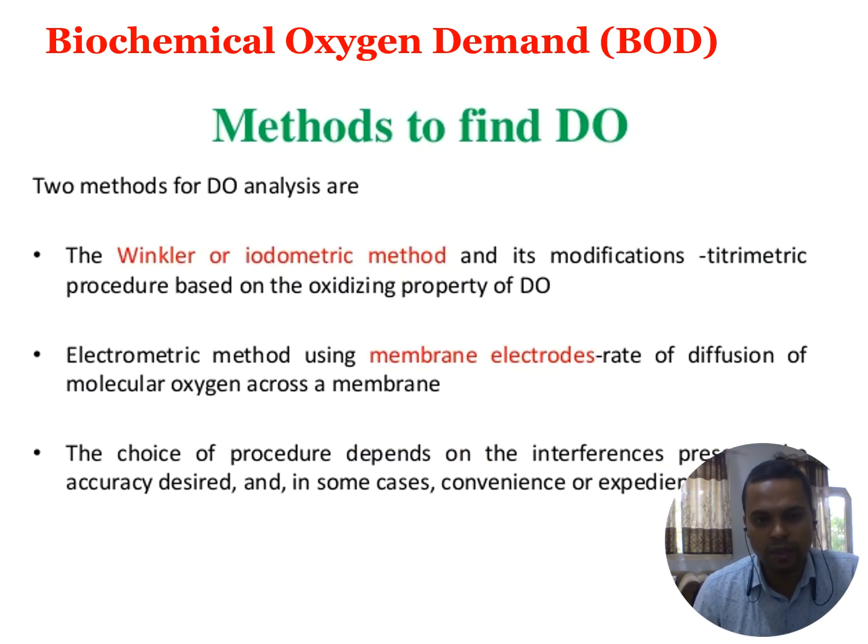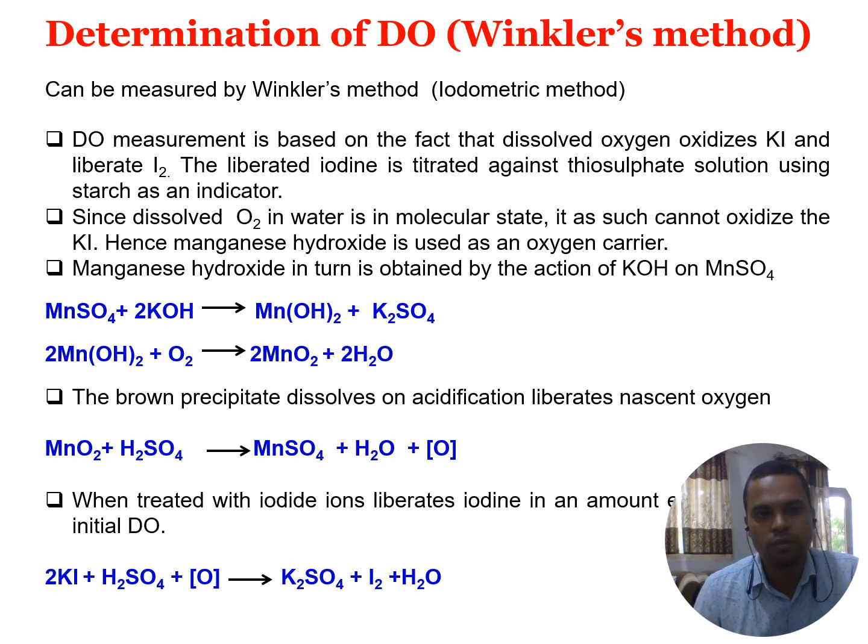There are two methods actually. One is the regular iodometric method, and the other is the membrane electrode method. We are going to talk about the iodometric method and how it operates. Dissolved oxygen measurement is based on the fact that the dissolved oxygen oxidizes the potassium iodide and liberates the iodine. That is a very simple first reaction. The liberated iodine is titrated against the thiosulfate solution using starch as an indicator.